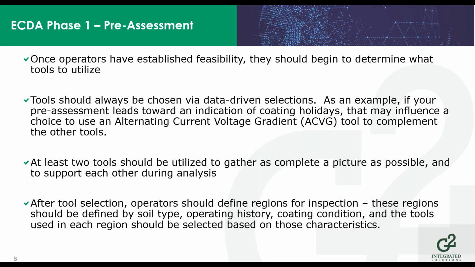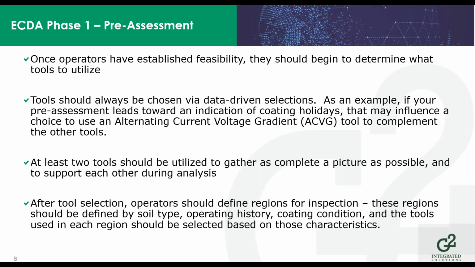So once operators have selected their tools, you should begin to determine region selection. As defined in SP 0502, NACE considers a region to be a section or sections of pipeline that have similar physical characteristics, corrosion histories and conditions, and use the same inspection tools. So region selection can be a commonly misunderstood or omitted portion of the pre-assessment phase. Operators may look at a pipeline and call the entire pipeline one region.